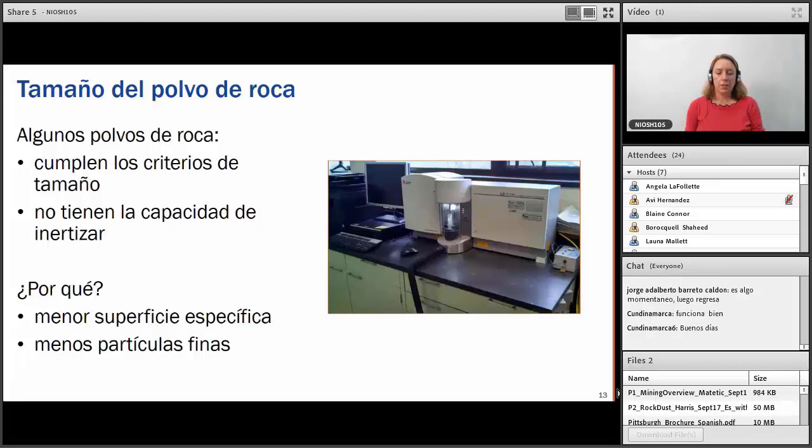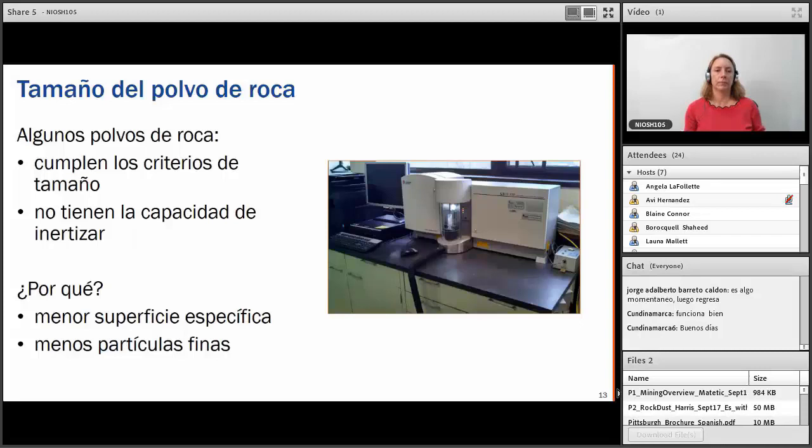Upon examination, to discover why this is occurring, we have found that these rock dusts have a lower specific surface area. Which means that these particular rock dusts have less fine material, or they are coarser in nature.